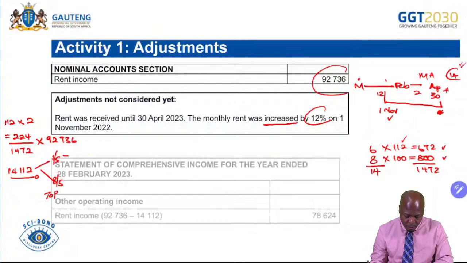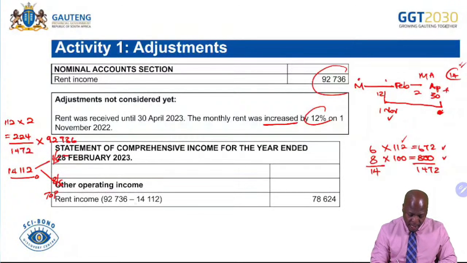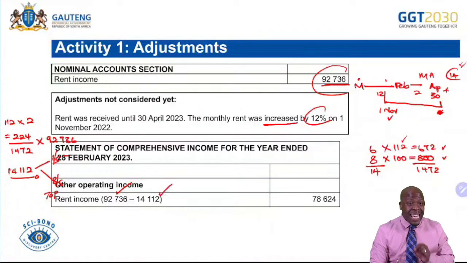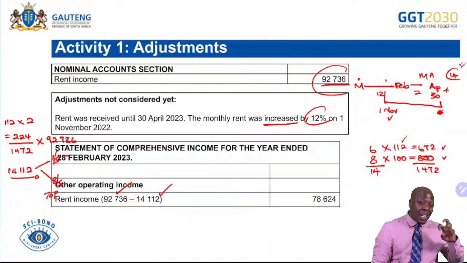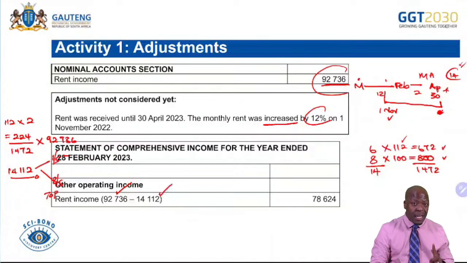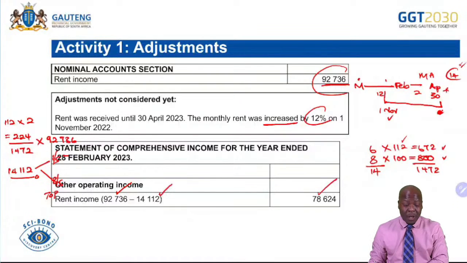All right, let's see. So in our income statement, we're coming and we're saying under other operating income, here's my rent. So I'm taking the amount from the nominal account section, the 92,736. And then remember to open brackets, very important. Then you come and you minus the income received in advance. You subtract it because we were not supposed to receive it. We must receive only for 12 months. In this case, we received for 14. So the 2 months must be taken out because it is income received in advance. And therefore, we remain with that one. Okay, remember signs are very important. Minus, because it is income received in advance.